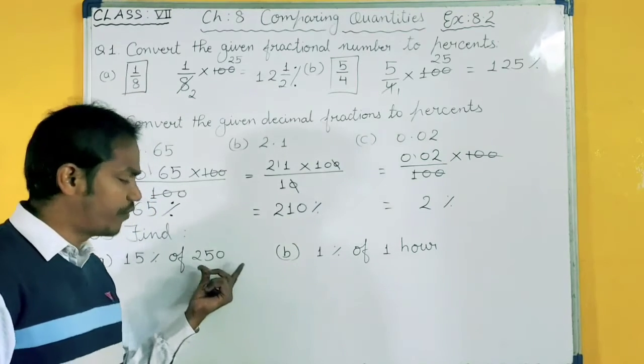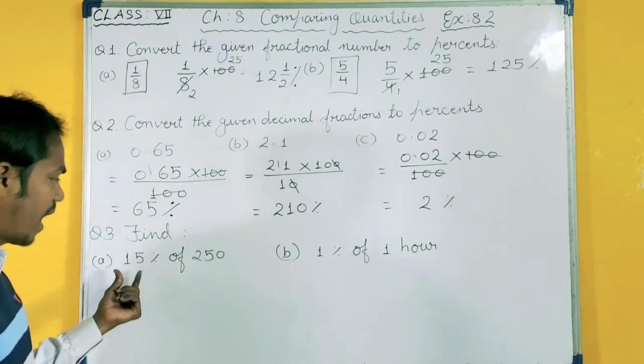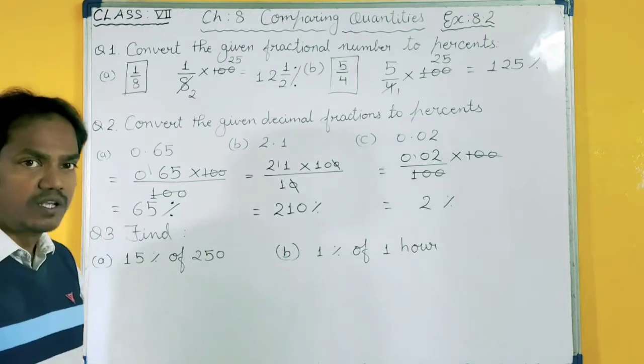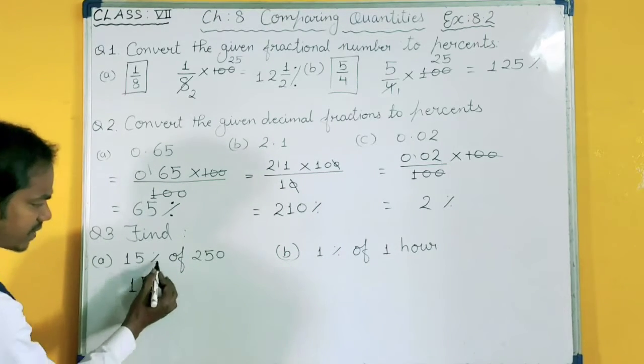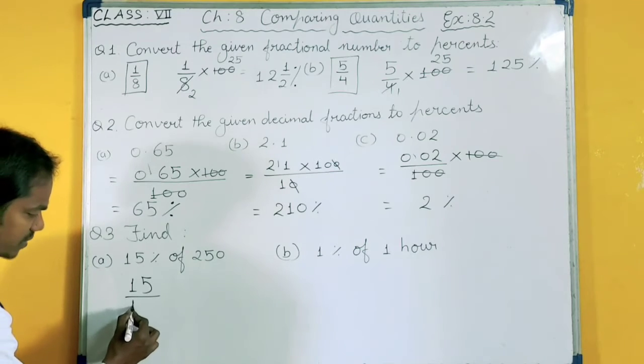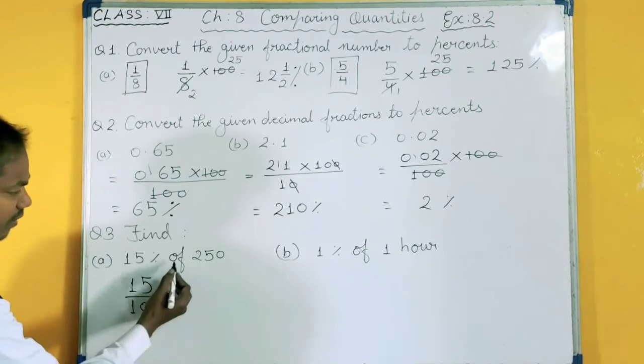Okay. Now the third question is you have to find what is 15% of 250. Suppose you have 250 rupees in your pocket and I ask you to give 15% of this. So how much money will you give? So how to solve this? Now the percent sign is already there. So I will remove this percent sign and write 100 in the denominator.